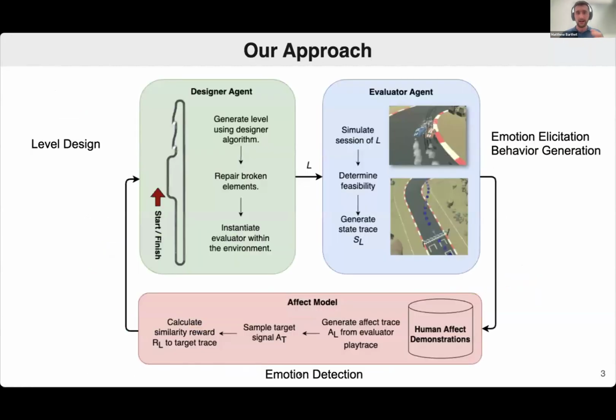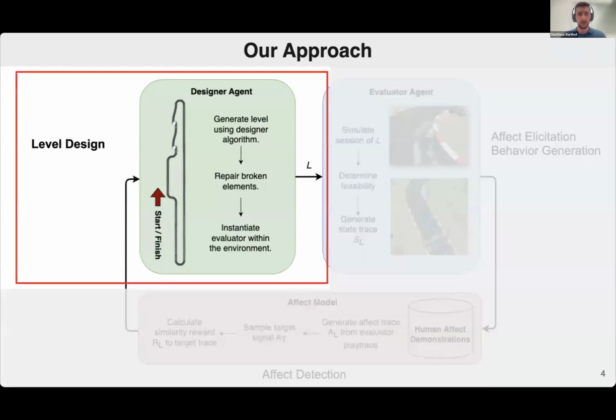On a very high level, this is what our approach looks like. It essentially mimics the building blocks of the affective loop. So we have this idea of eliciting emotion and behavior from players. We detect that emotion and we design levels appropriately. The first part that I want to focus on is actually the designer agent.